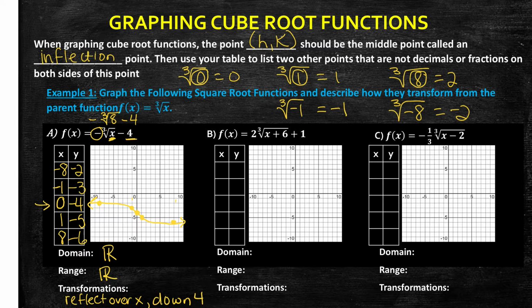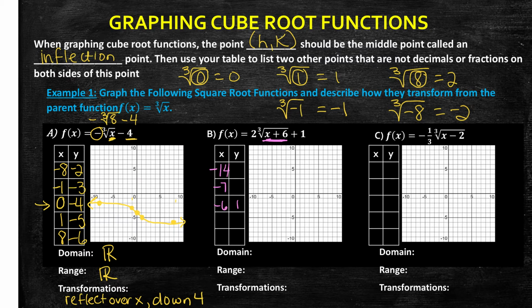Okay, so let's move on to the next one. In this next one, our h, k is -6, +1. So let's figure out values that are going to make this equal to, let's start with -1. In order for that to equal -1, I would have to have -7. I also want this to equal -8. In order to make that equal to -8, that would have to be -14, because -14 plus 6 is -8.